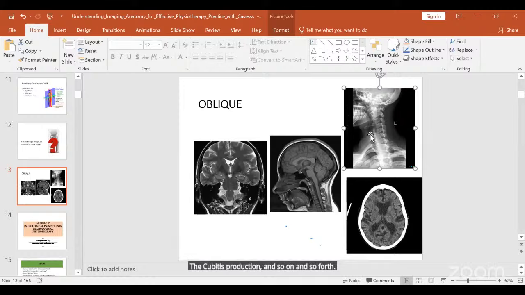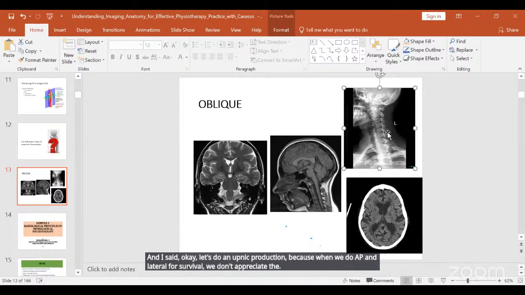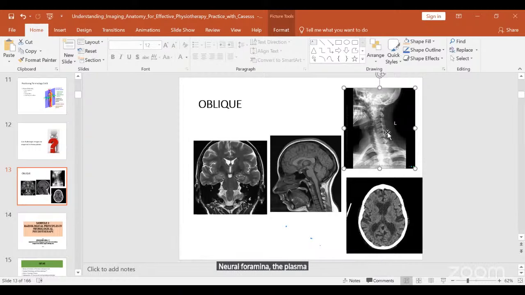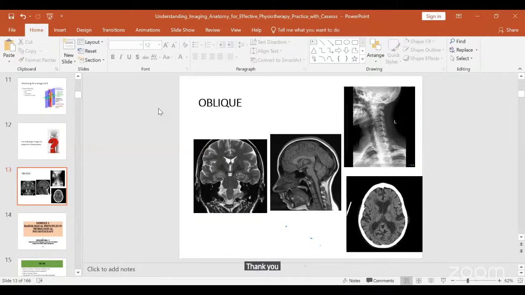Are we together? And these ones also are case specific. Just like this one now, cervical vertebra, somebody who has numbness of the upper limb, we say, okay, let's do an oblique projection, because when we do AP and lateral for cervical, we don't appreciate the neural foramina and other things. Are we together? Yes, sir. Thank you. So another question?